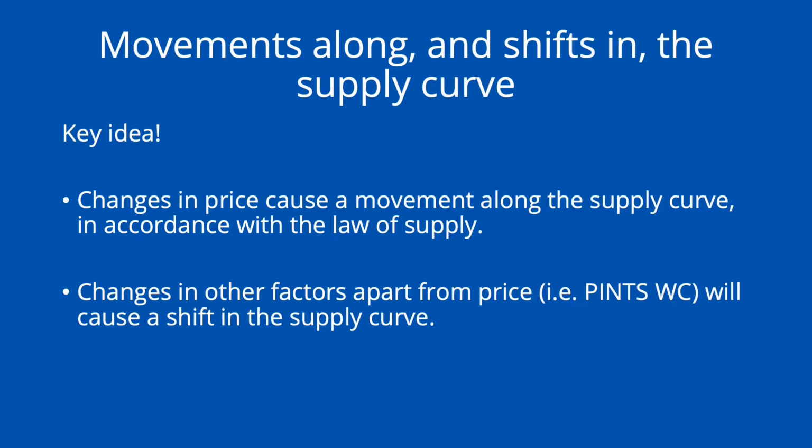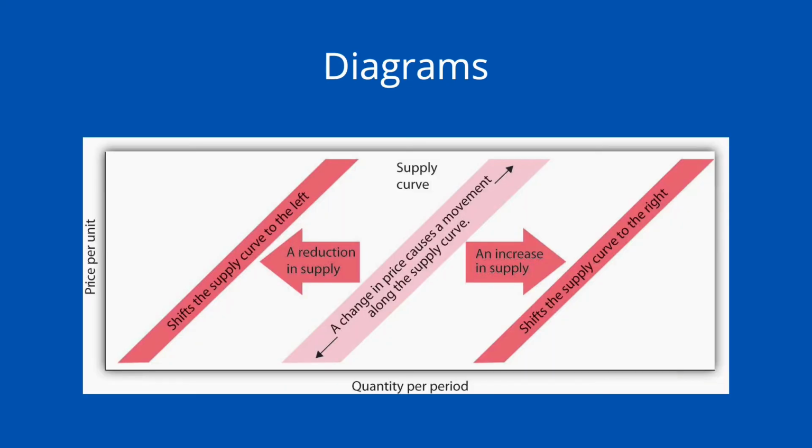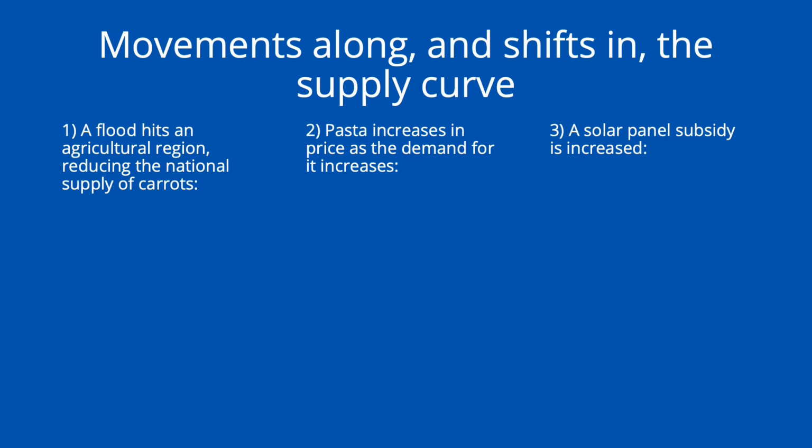A key idea you should be aware of is that changes in price will only lead to extensions and contractions of supply along the supply curve, whereas changes in any non-price determinants of supply will cause shifts in the entire supply curve. This is a useful diagram showing you how this works. Any changes in price will only cause movements, so extensions or contractions, along the original supply curve, shown here in pink, whereas changes to the non-price factors will shift the entire supply curve to the left or to the right.